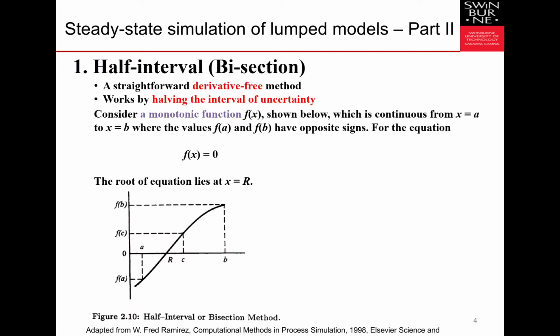Let's go into the half interval or bisection method. This is a straightforward method because it doesn't involve solving a derivative. It works by halving the interval of uncertainty. If you want to find the value of x at which f(x) is equal to 0, you need initial guesses A and B, and they have to give function values with different signs.